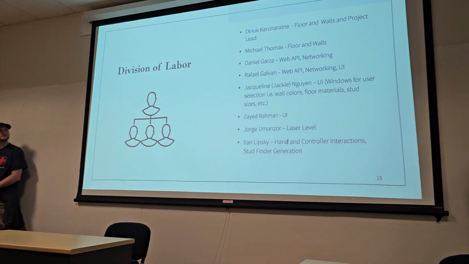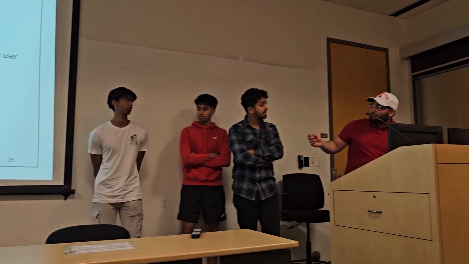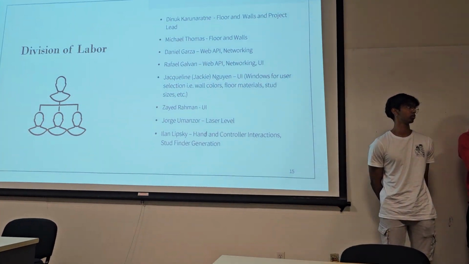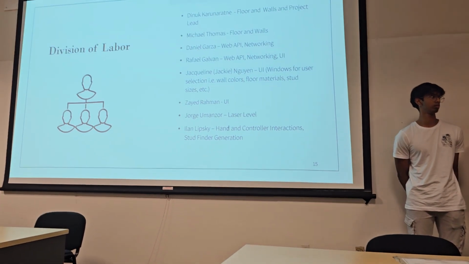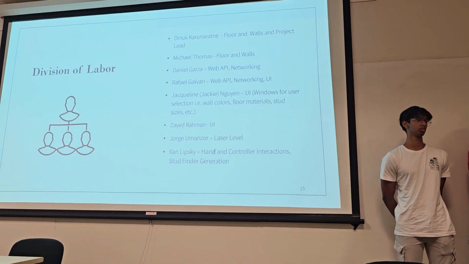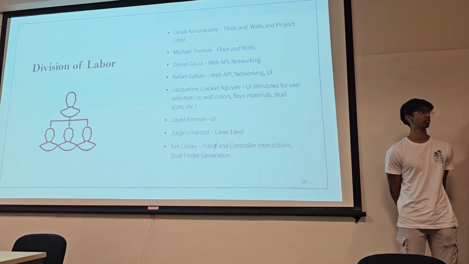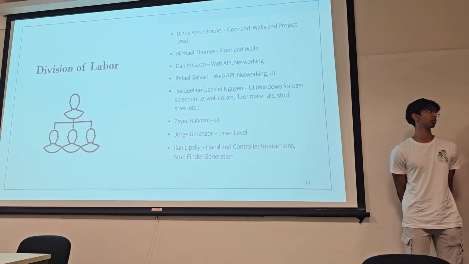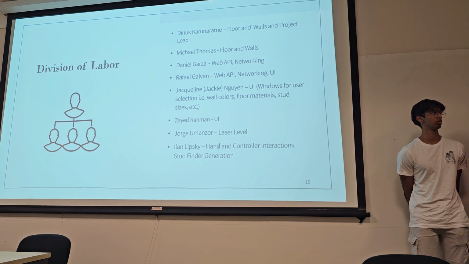And for division of labor, we'll have Luke and Michael. They'll be working on floors and walls, and essentially that's just calculating the area of the floor and the wall. And with that, you'll be able to get the cost per square foot per paint, and you'll also be able to set the boundaries, like when you generate the locations of every stud, you wouldn't want to go past them, out past the wall.